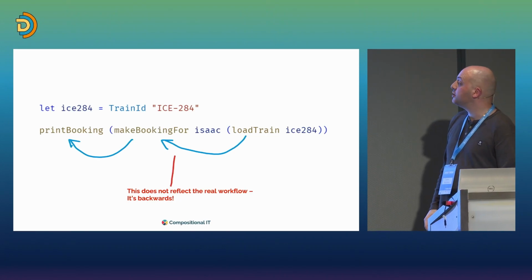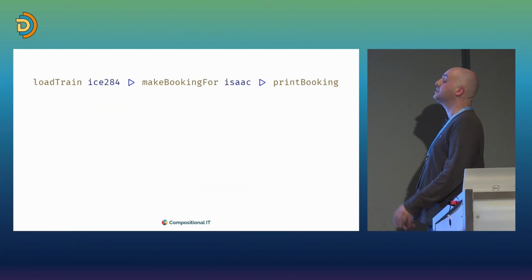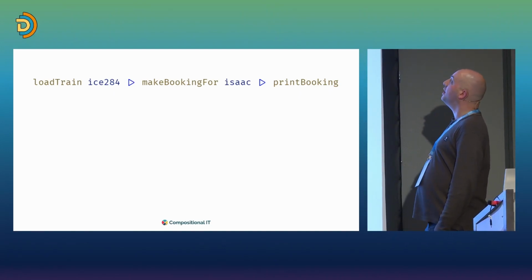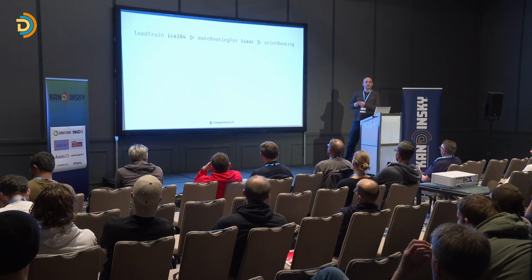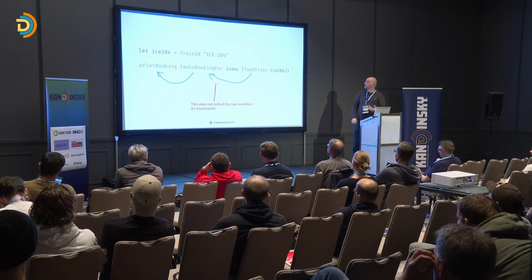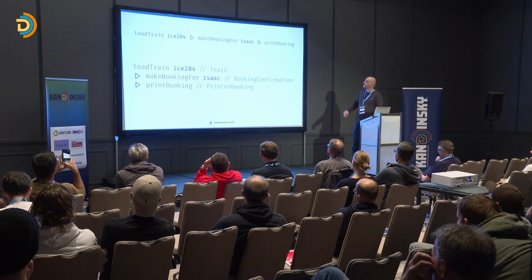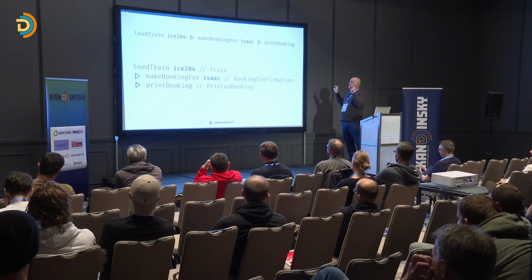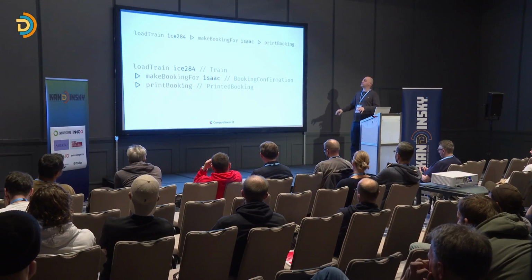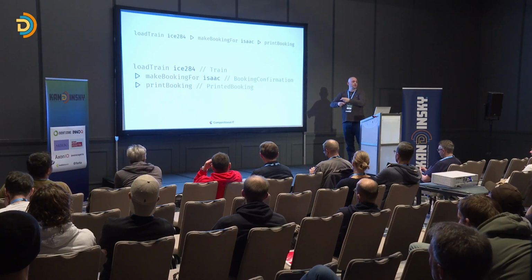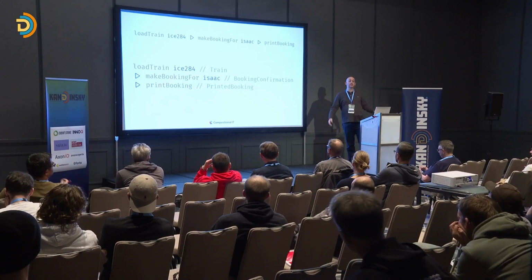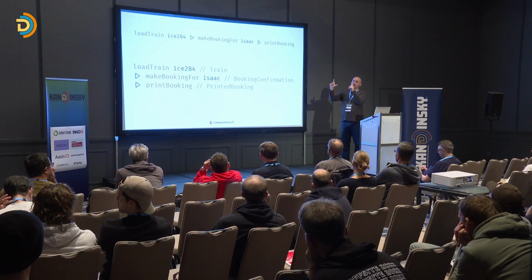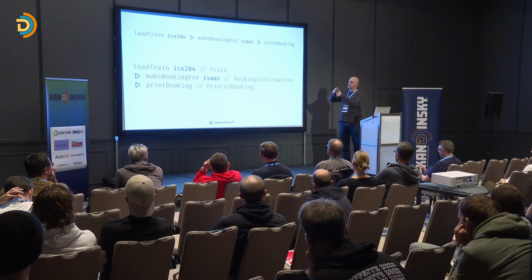So in F# they introduce this thing called pipeline, where you can do it the way that makes sense. So I want to load the train IC284, that goes into make booking for Isaac, and that goes into print booking. So it's the same thing, we've just inverted it instead of with the parentheses. And you could even do it vertically if you want, so you have this nice vertical pipeline. You don't have to do anything in F# to make this happen. This is just built into the language that you can pipe any function into another one, so you can make these chains of functions that just work out of the box. That arrow, it's actually just pipe and right arrow. I'm using a ligature font that makes it look fancy.